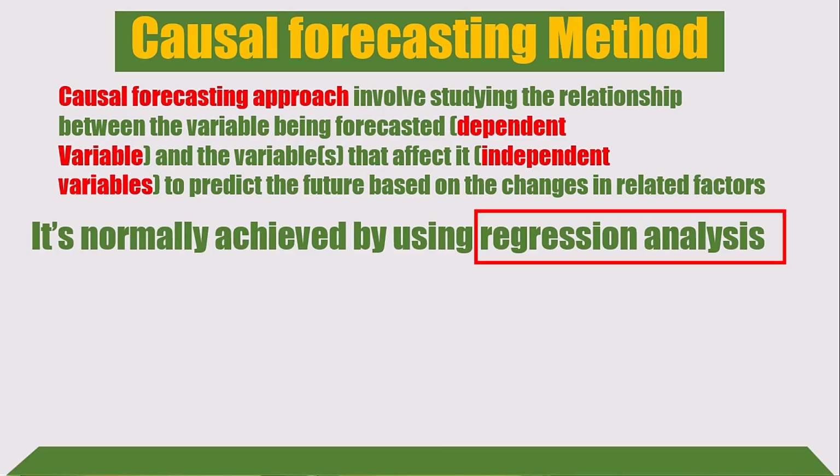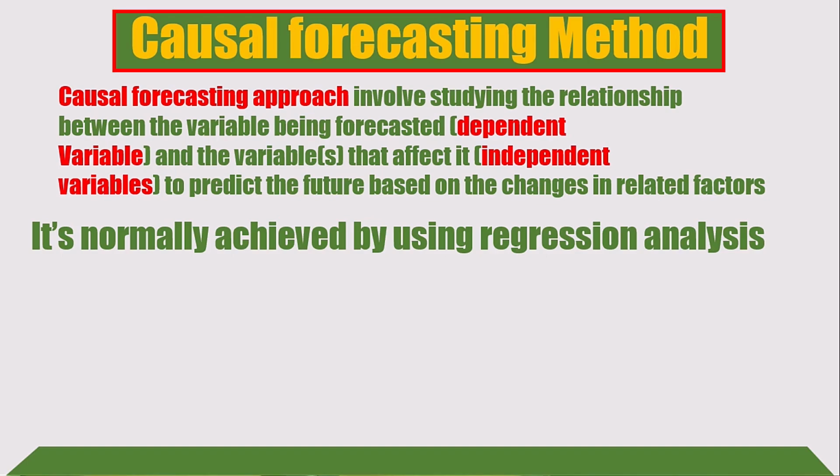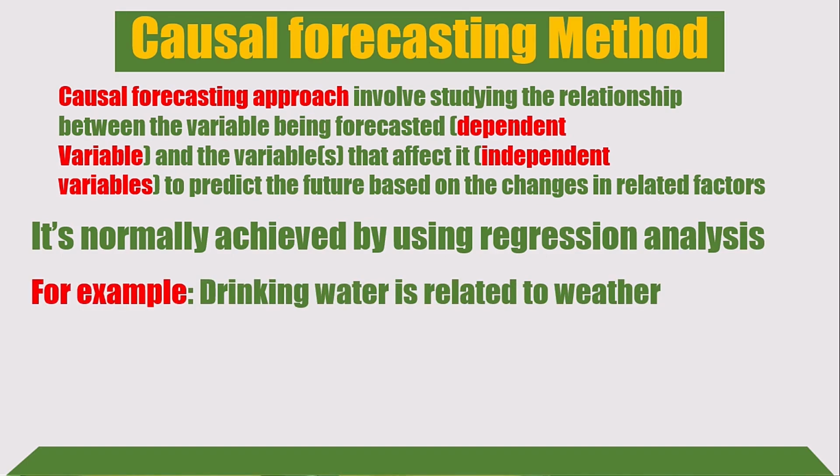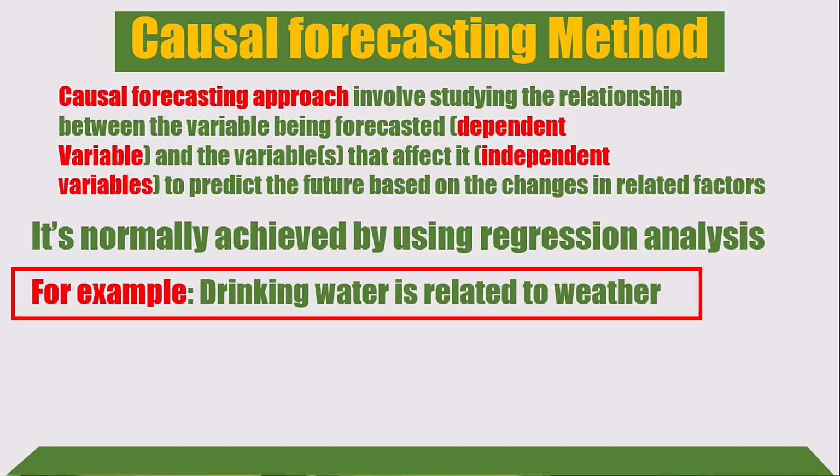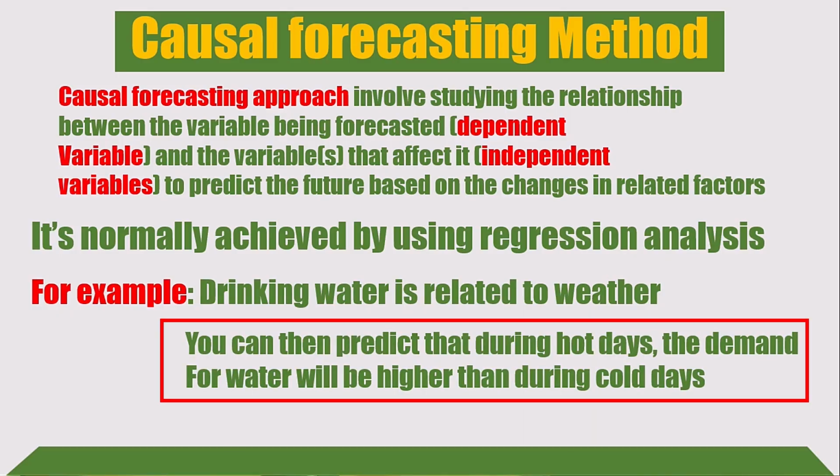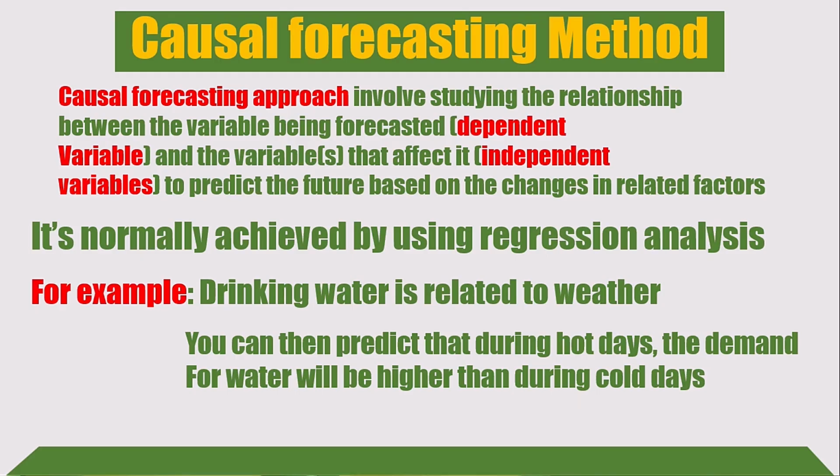We shall talk about regression analysis in one of our future videos. Now, in order for us to understand causal forecasting method very well, let's see an example. We know that drinking water is actually related to weather. So you can predict that during hot days, the demand for water will be higher than during cold days. But remember, you need to study the relationship between weather and the demand for water.